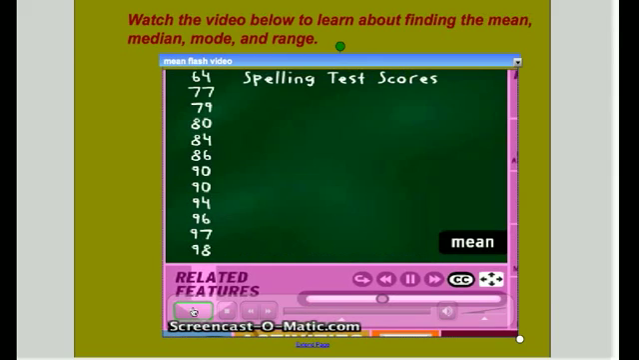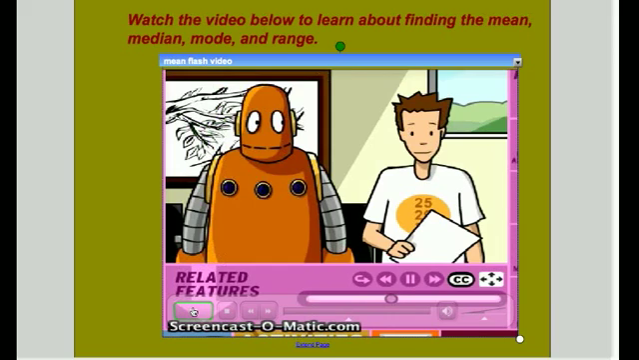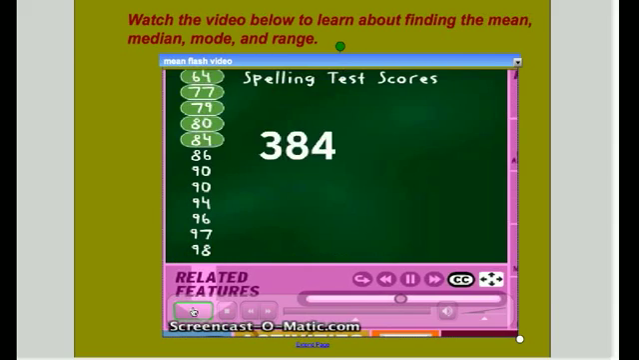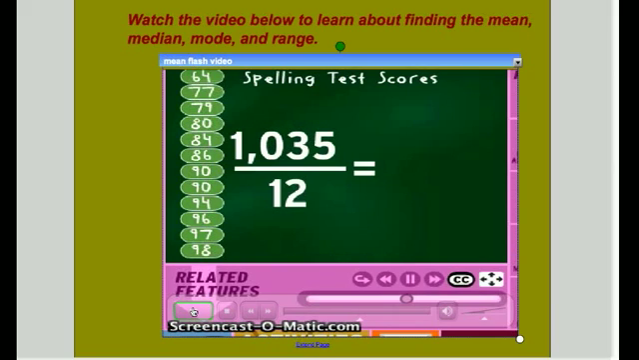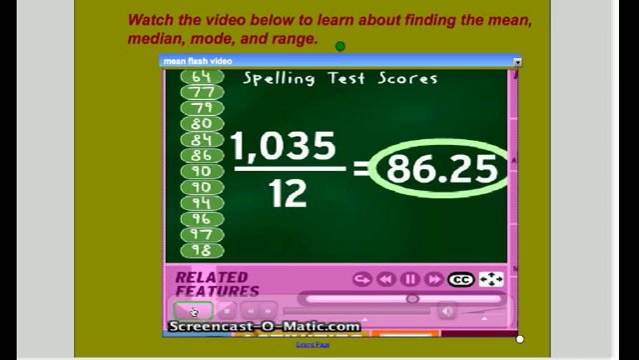The mean is the average score. You find the mean by adding up all the scores and then dividing that by the number of people who took the test. Right, we can estimate that. It's probably somewhere around 80, 85. Let's add the numbers up and divide our sum by the number of scores, 12. Oh, pretty close. Our mean is 86.25. That's our class's average score, the mean.